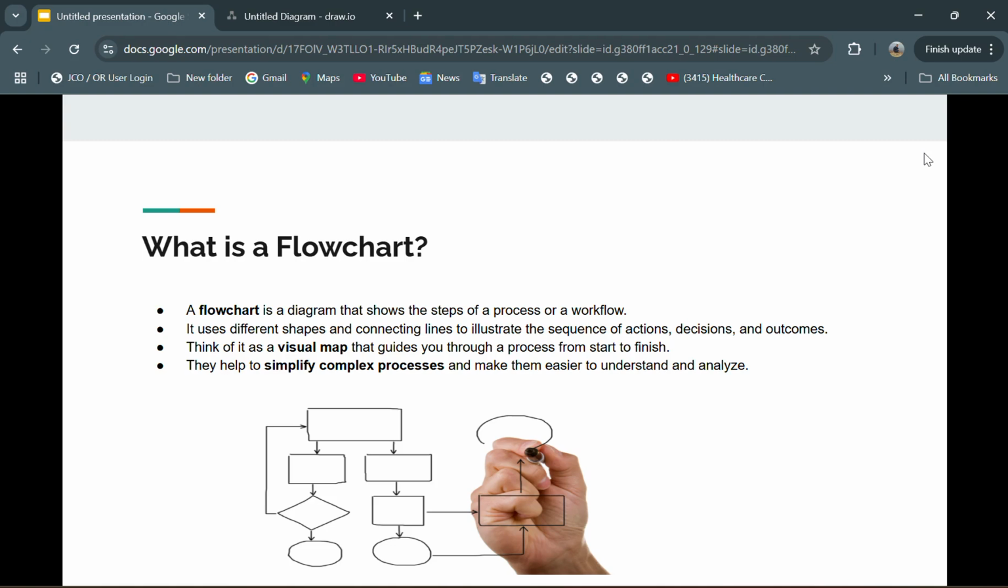Think of it as a visual map that guides you through the process from start to finish, showing how the process happens in the systems. That is helpful for technical and non-technical stakeholders to understand how the process will happen in the system, and it helps to simplify complex processes and make them easier to understand and analyze. Before we start development, or before we actually start working on the project, from the flowcharts we will understand how the process flow or the data flow will happen.